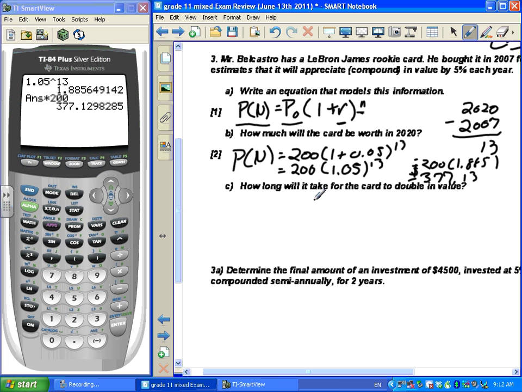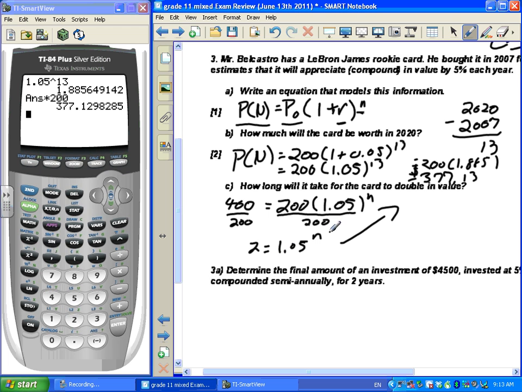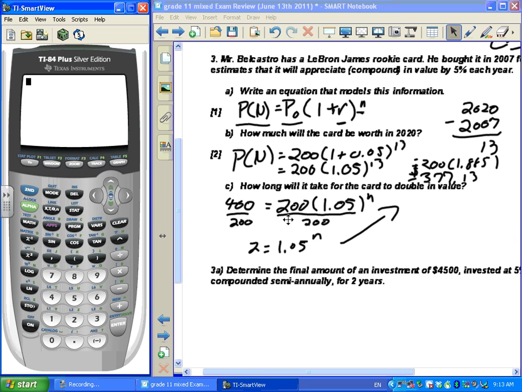To figure out how long it'll take for it to double in value, we know it was originally worth $200. That means they want to know when it'll be worth $400. Our growth rate is 5%, and we need to isolate N. So I'm going to divide both sides by 200. And I'm going to estimate for N. We're going to trial and error to figure out 1.05 to what power, so how many years from now, before 1.05 reaches 2. So we already know that 13 was too low.